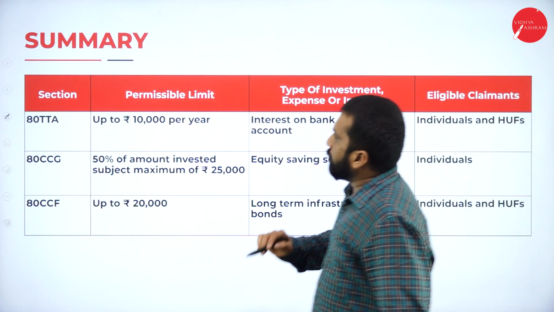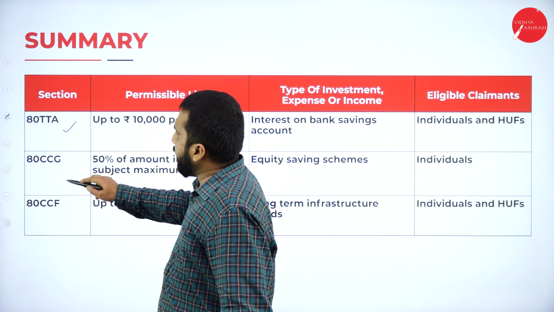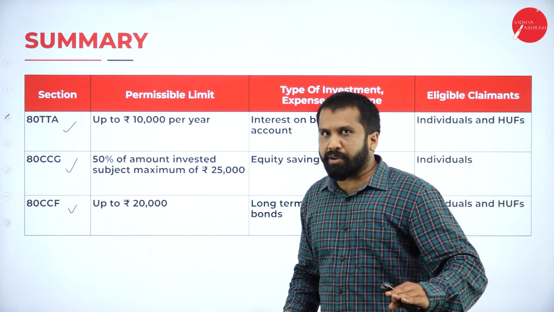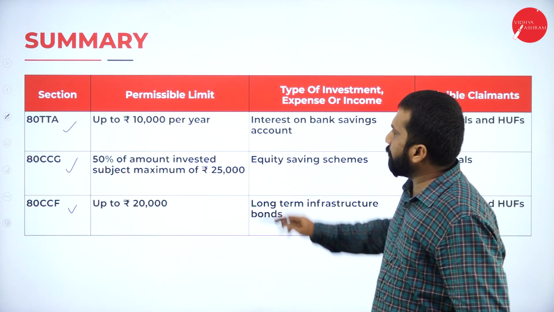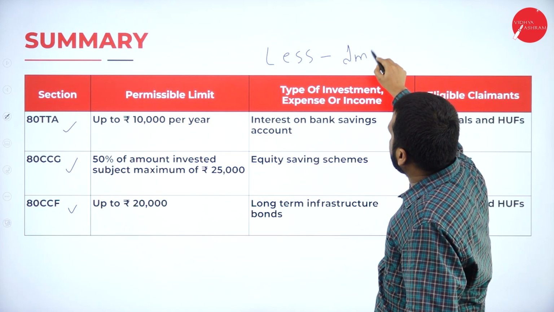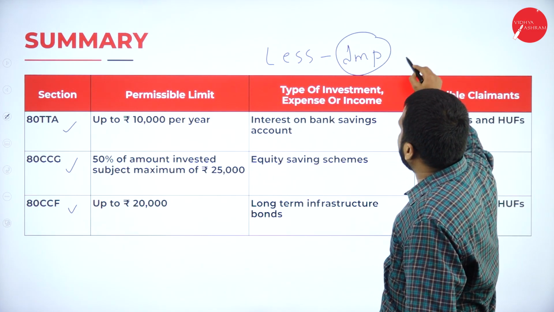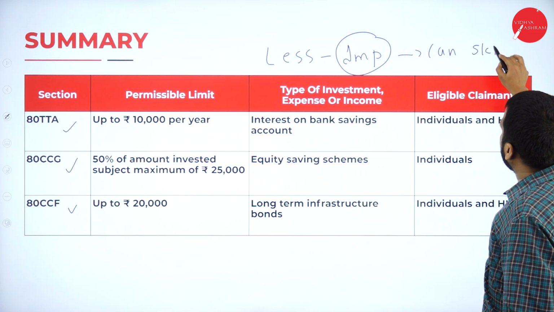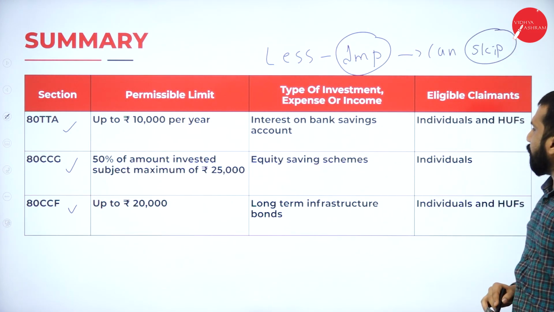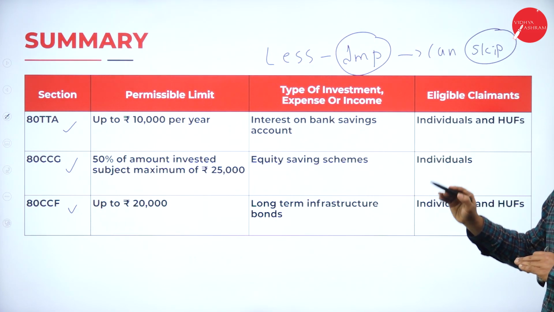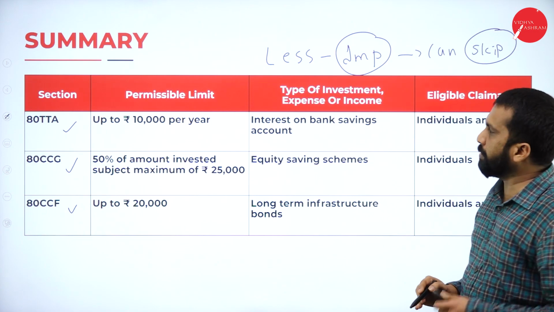Next. So 80TTA, 80CCG, 80CCF. These are not important actually. If you can remember, good, or else you can skip. Not much important for your examination. Clear? And 90% these things will not come in your examination.